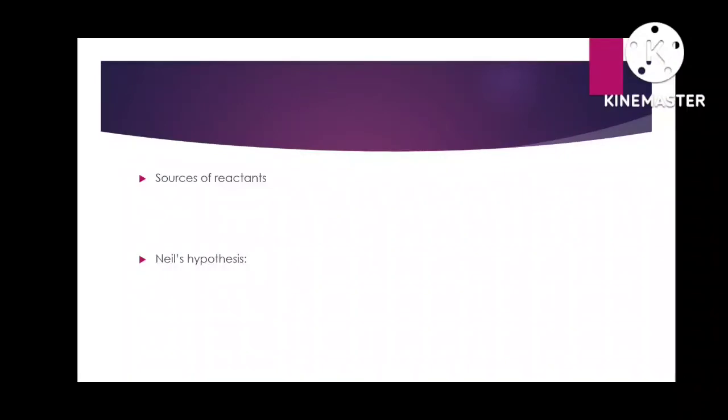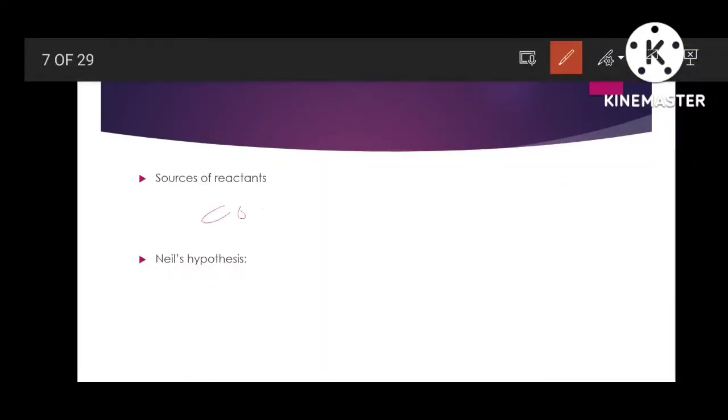Sources of reactants. What are the sources of reactants? As we have already discussed, we have different reactants like carbon dioxide coming from the air, water coming from the roots, light from the solar energy or sun, and pigments required for photosynthesis are present in the chloroplast, right?